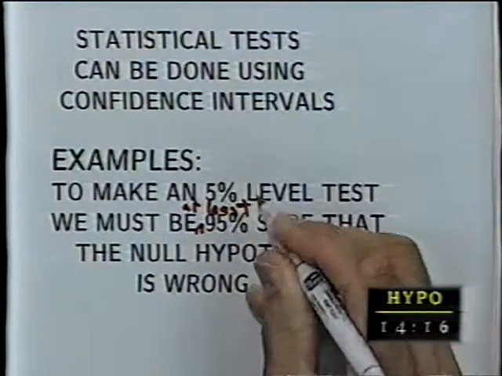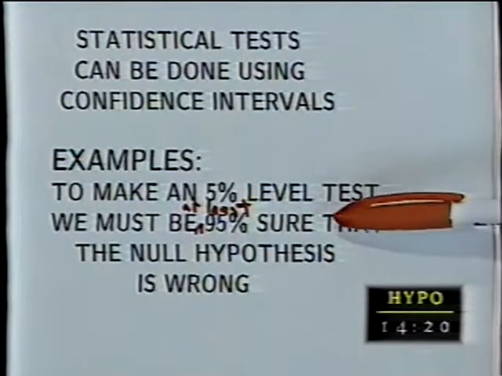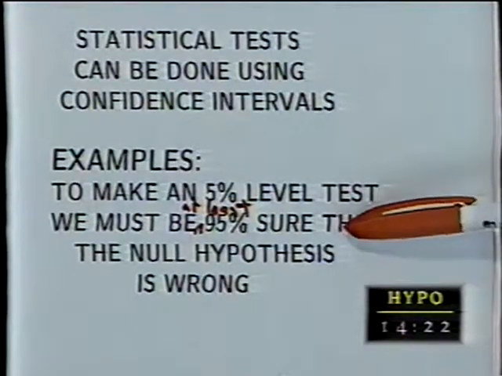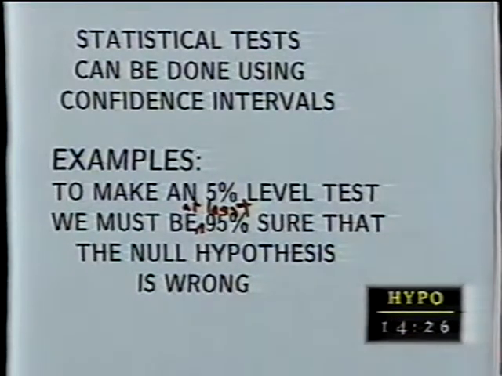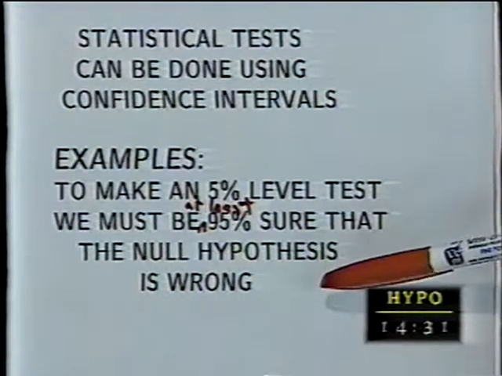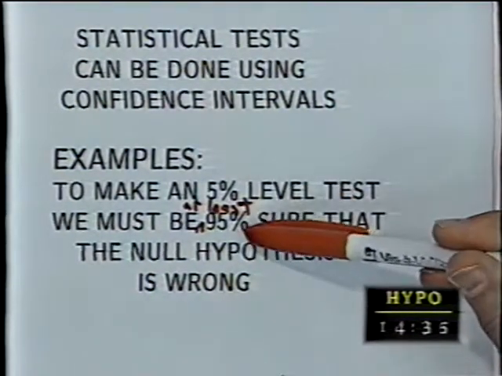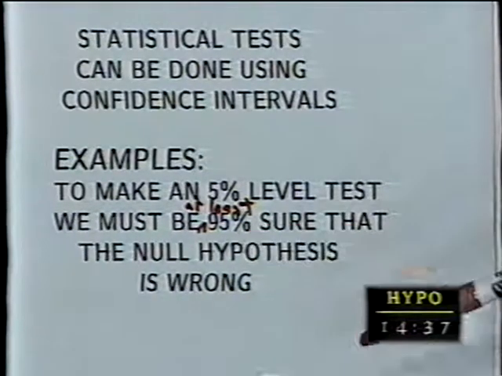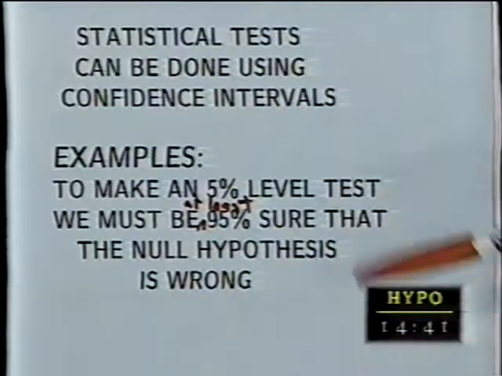Of course, it's okay to be more, right? We must be at least 95% sure that it's wrong. If we're at least 95% sure that it's wrong, then we won't be making more than a 5% error. The error will be less than 5%, and that's what the judge said. He said, well, no more than 5% chance of making a mistake. Okay, that means I must be 95% or more sure that the null hypothesis is wrong, that he's not innocent, before I convict him.